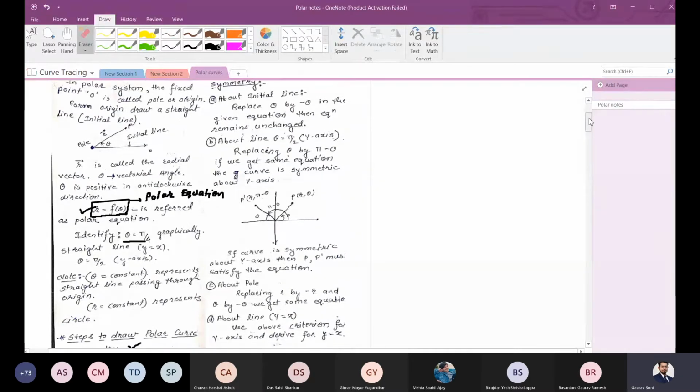First criterion is symmetry about the initial line. In a polar coordinate system, you have a pole, and you have an initial line, which is theta equal to 0. If you have a point over here, its coordinates in the polar coordinate system are given by r comma theta. If you take the reflection about the initial line, what will be the coordinates?